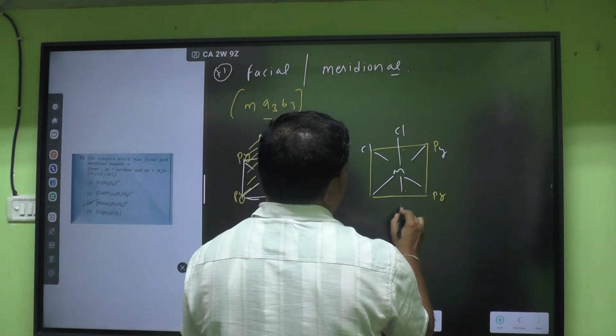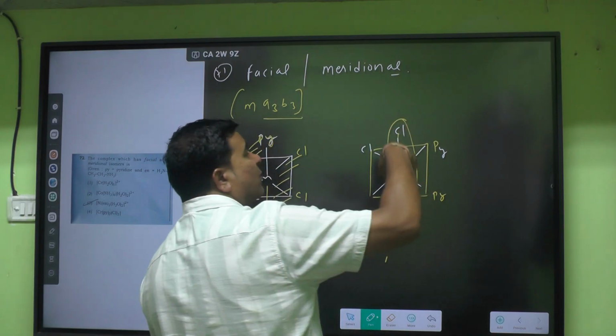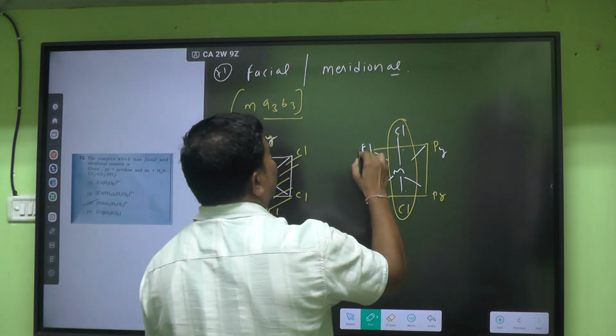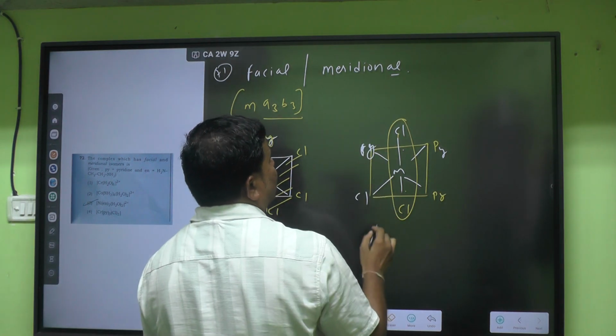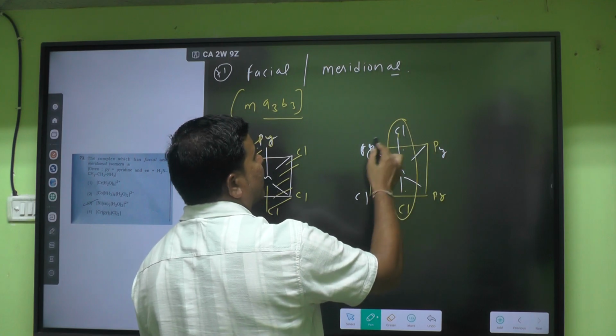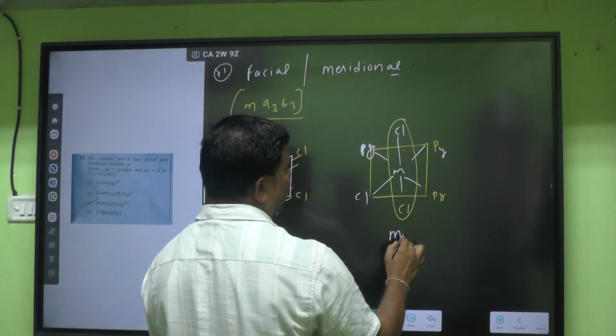Now it is Cl, Cl given. Now two Cl are the same here. Along the axial axis, both are the same group. Now here Py, here Cl. So now it is different. Py and Cl are different, that's why it is not the same. That's why it is meridional isomers.